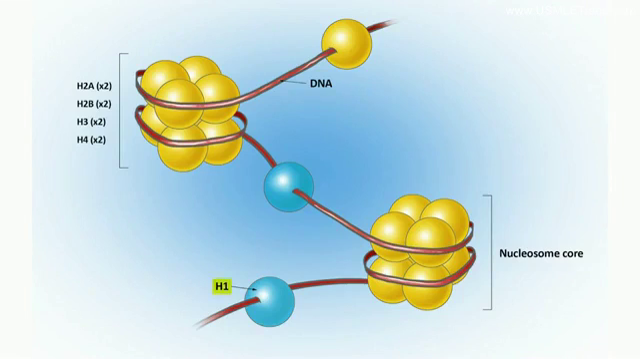And then you have histone H1, which is the only histone that is not in the nucleosome core. And histone H1 is what ties one nucleosome to the next nucleosome. And that whole structure is chromatin, which helps pack a lot of DNA into a relatively small space.